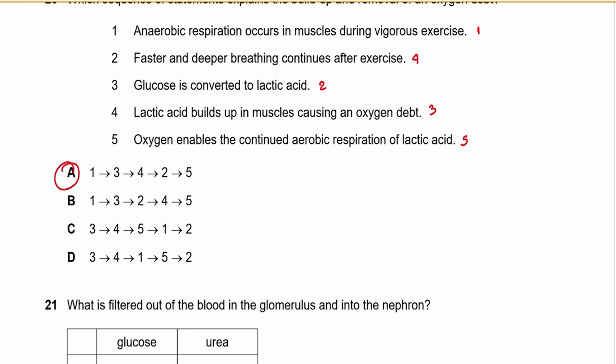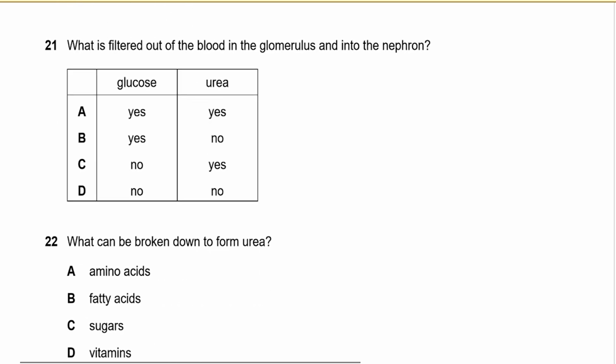Okay, what is filtered out of the blood in the glomerulus and in the nephron? The things that are filtered out of blood in the glomerulus, one is glucose. Glucose is filtered out in the glomerulus, and it can bypass into the proximal convoluted tubule. But also urea is filtered out in the glomerulus so that it can go into the nephron. So yes, glucose and urea are all filtered out.